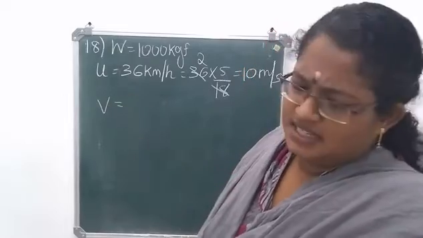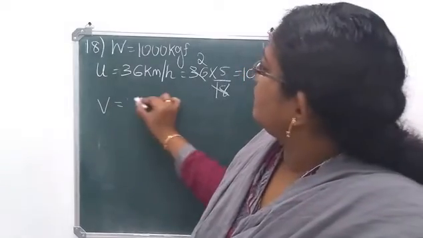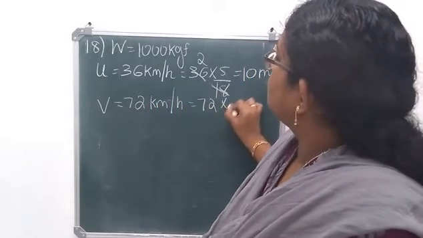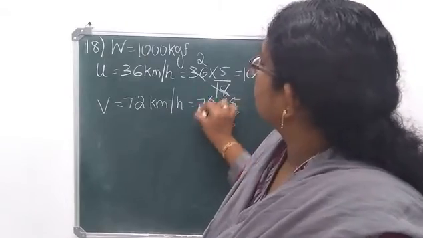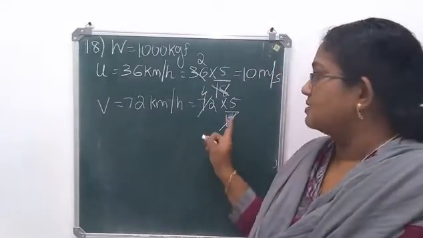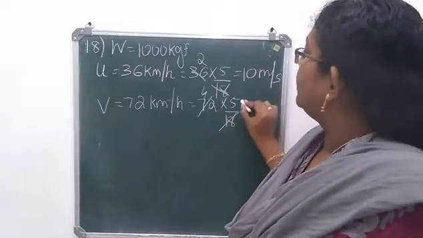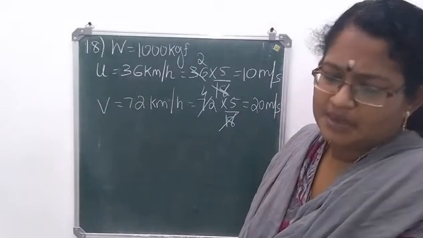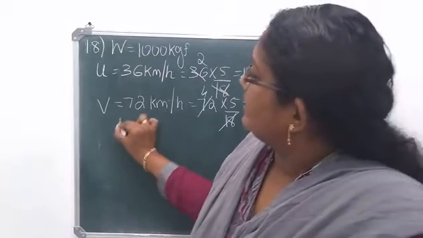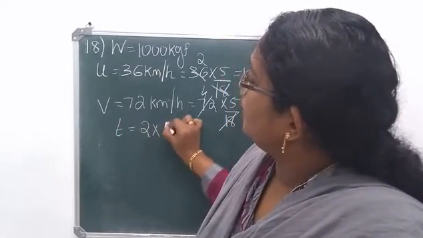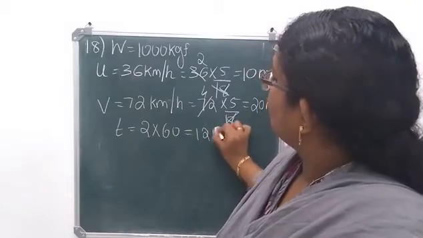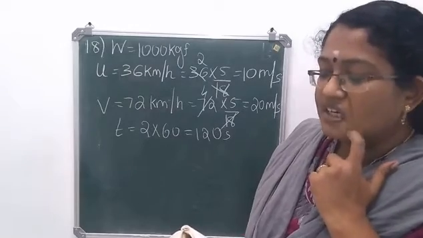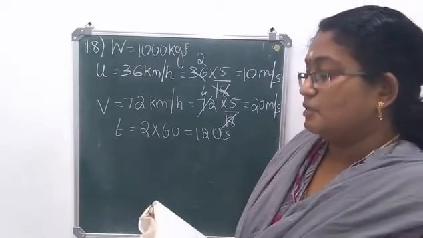Now final velocity is given as 72 kilometer per hour. So how to convert this? 72 into 5 by 18. 18 into 4 is 72. So then 4 into 5 is 20. We are having 20 meter per second. Now in 2 minutes, that means time will be 2 into 60, which is equal to 120 seconds. Calculate the work done by the engine as well as its power.